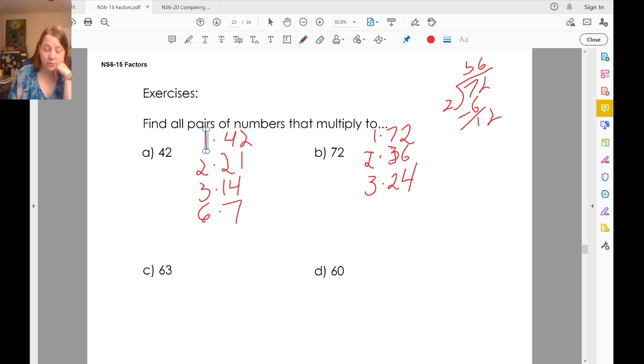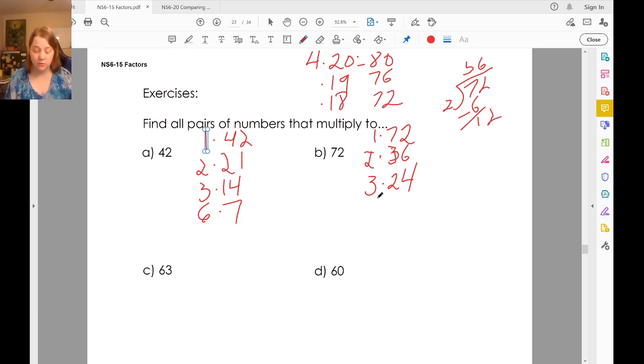I know that 4 times 20 equals 80. That goes too far, so let's try subtracting. 80 minus 4, or 4 times 19, would be 76. And 4 times 18, minus another 4, would be 72. So I know that 4 times 18 can create 72.